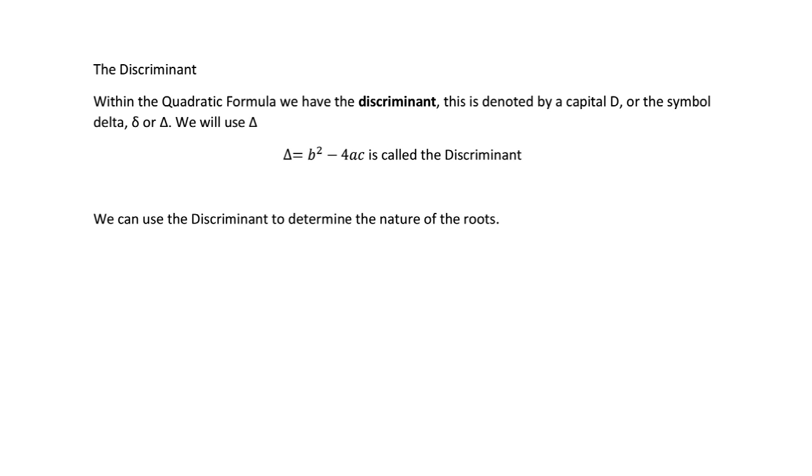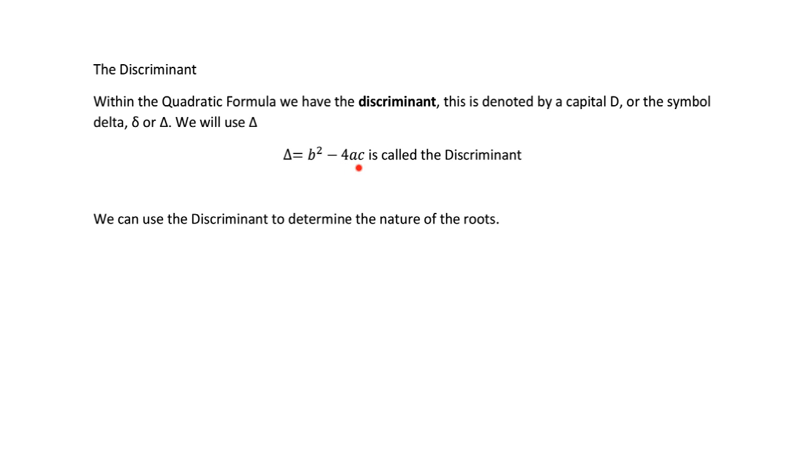Within the quadratic formula, which you might remember from previous videos, we have something called the discriminant. How we represent that, or how it's denoted, is either with a capital D or the symbol delta, which you can see here. During this video, we're going to use this form of the symbol itself. What is the discriminant itself? Well, we can see here that the discriminant is b squared subtract 4ac.